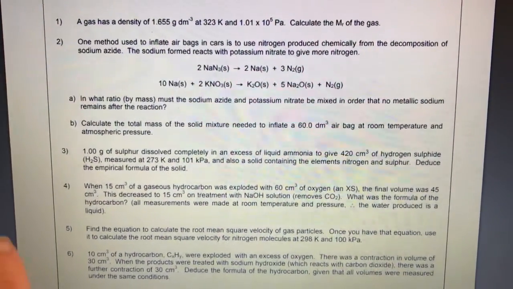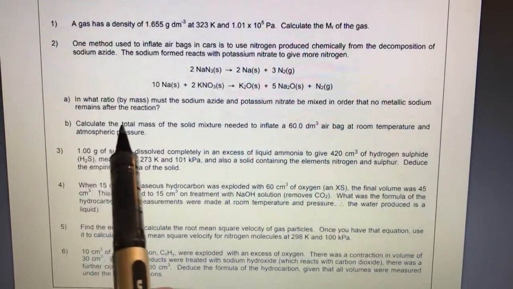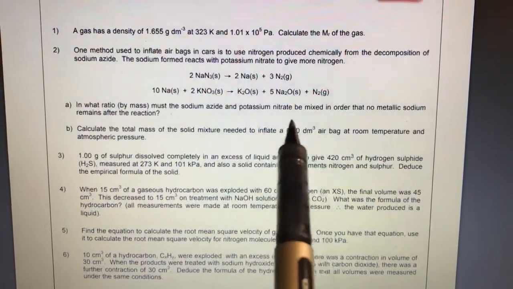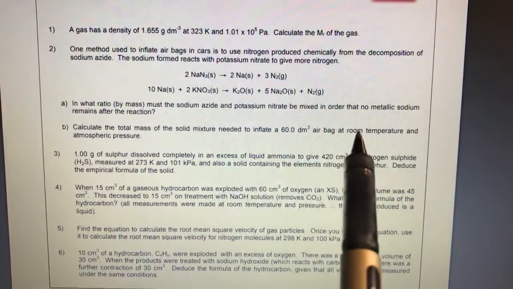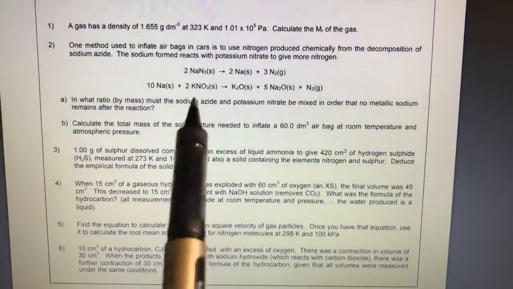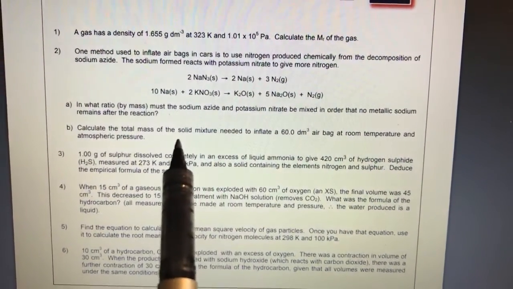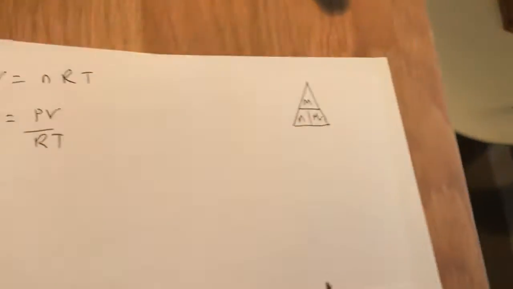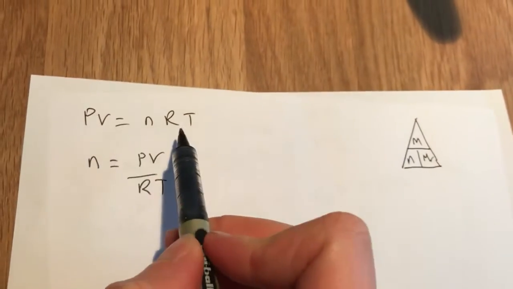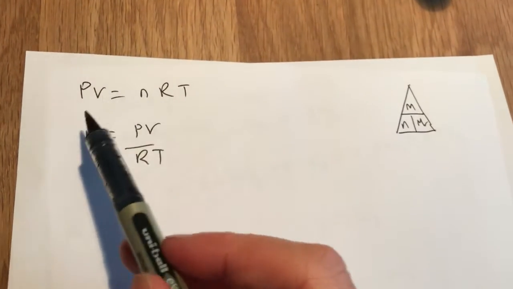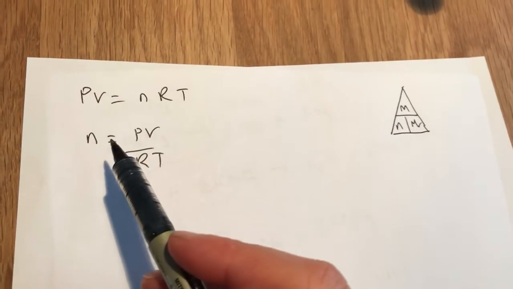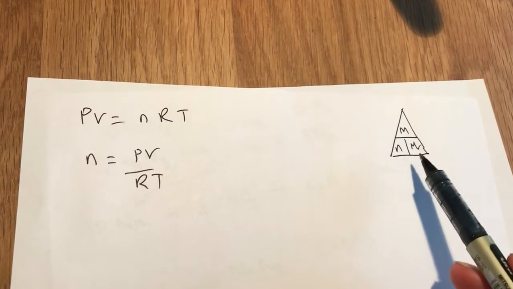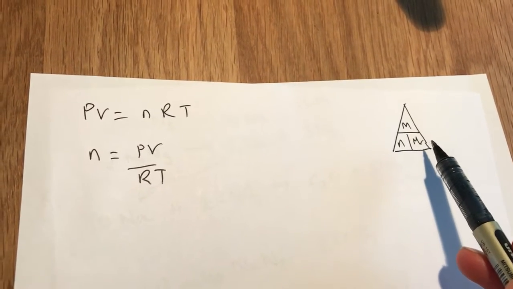All right, so I'm just going to have a go at question 2b. Calculate the total mass of the solid mixture needed to inflate a 60 dm³ airbag at room temperature and atmospheric pressure. So this is where we need the ideal gas equation. PV = nRT, and I've rearranged that to give us the number of moles, because from the number of moles we can work out the mass using the Mr.